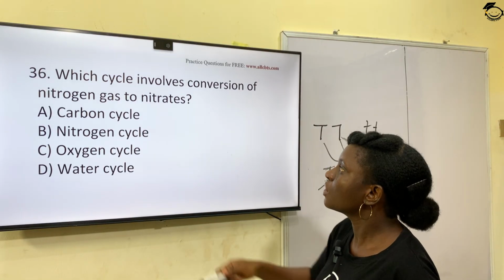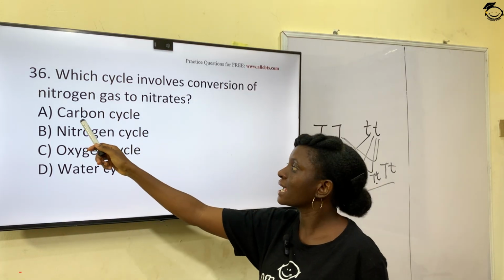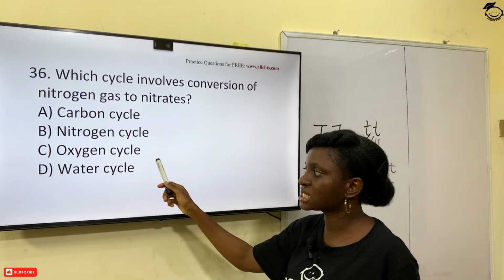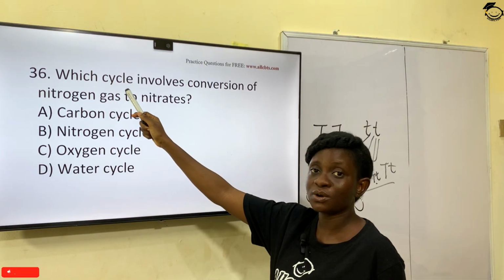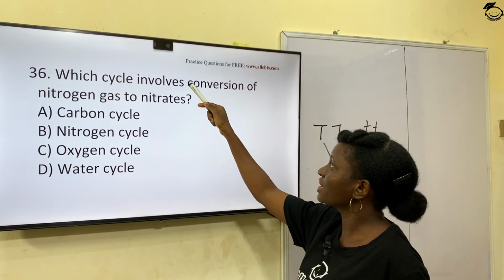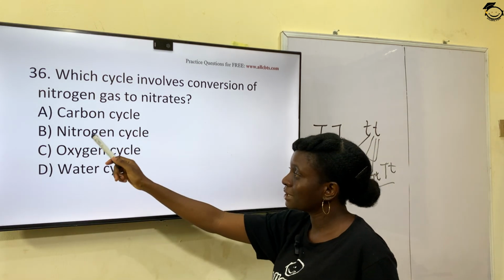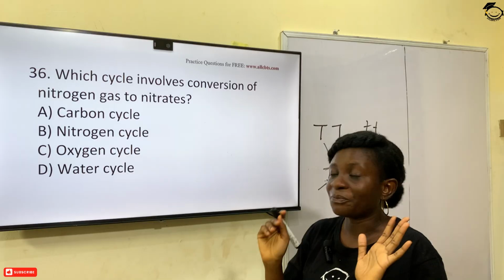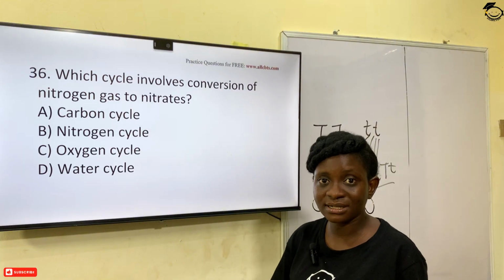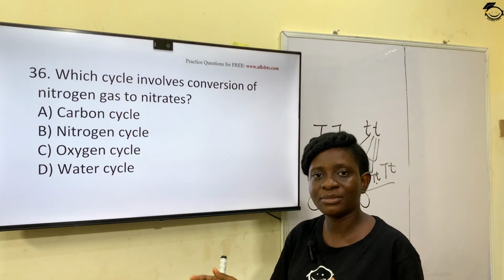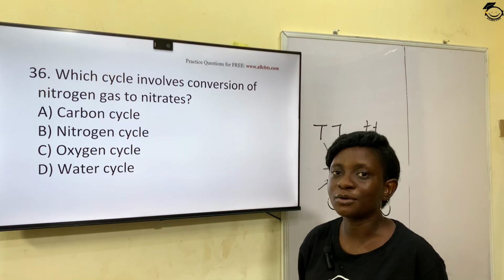Question 36. Which cycle involves conversion of nitrogen gas to nitrates? A, carbon cycle, B, nitrogen cycle, C, oxygen cycle, D, water cycle. If you read the question, which cycle involves conversion of nitrogen gas to nitrate? It's very straightforward. You see nitrogen, so the answer is nitrogen cycle. The nitrogen cycle is involved in converting the nitrogen gas to nitrates that can be easily absorbed by plants. So the correct answer is nitrogen cycle, Option B.